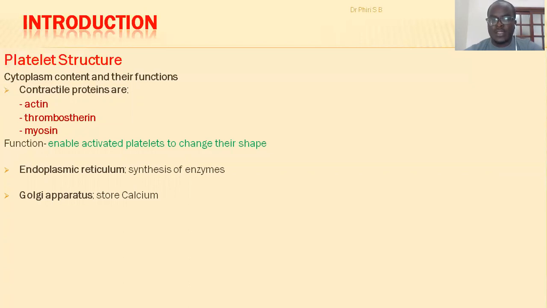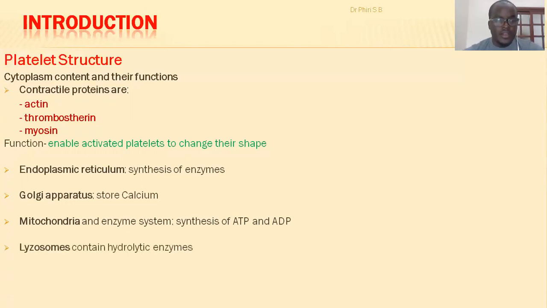So you find that some of these platelets have calcium that is stored within the Golgi apparatus. Once they are activated, they can also release this calcium. And you also know that calcium is important when it comes to contraction. So once you have release of calcium, there's interaction between actin and myosin that will allow the platelet to change shape and also for retraction of the clot. The mitochondria and enzyme system are involved in the synthesis of ATP and ADP, so the production of adenosine triphosphate and adenosine diphosphate.